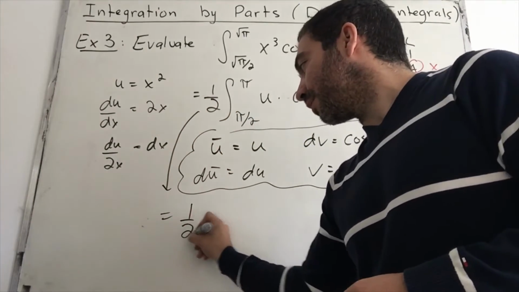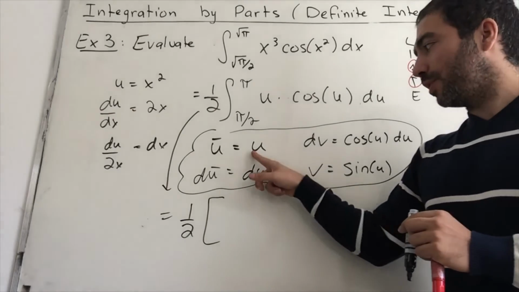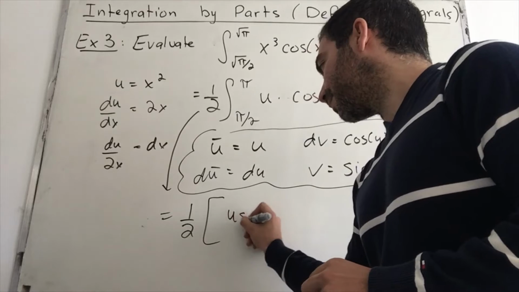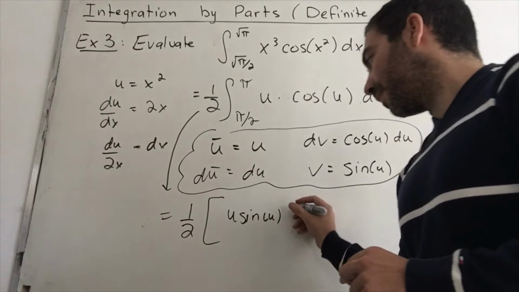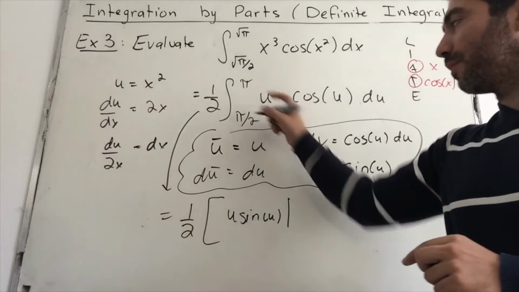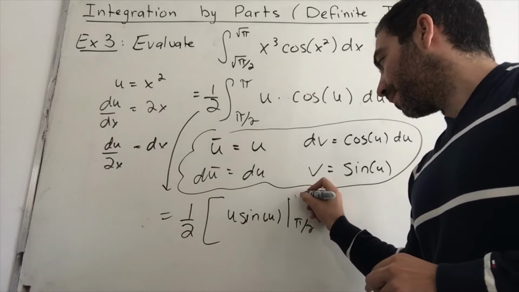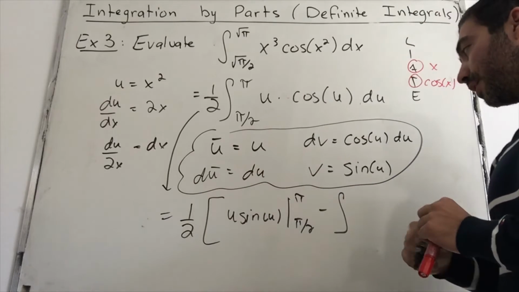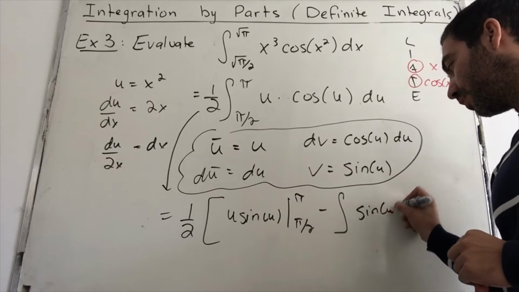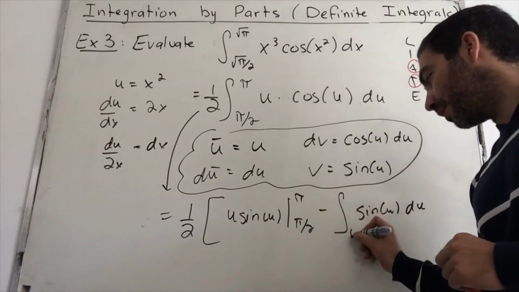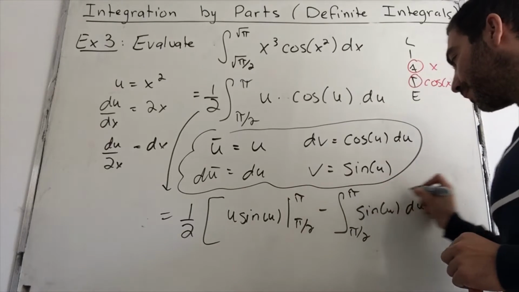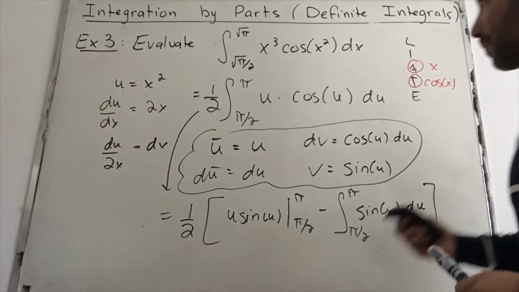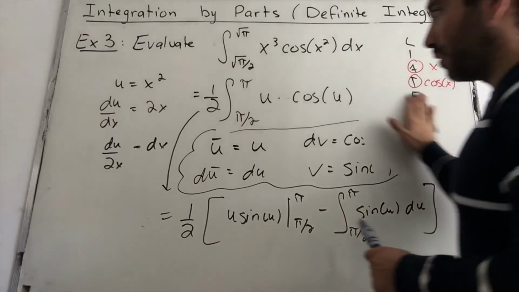The 1/2 is still sitting in the front, and what are we left with on the inside? We're left with u times v, or in this case u bar times v, which is u sine u. And we're evaluating this from pi over 2 to pi, minus the integral of v du, du bar in this case, which gives us sine of u du. And we're evaluating it again from pi over 2 to pi, with the 1/2 sitting in the front. So let me erase and give myself some room, and let's go ahead and solve this.